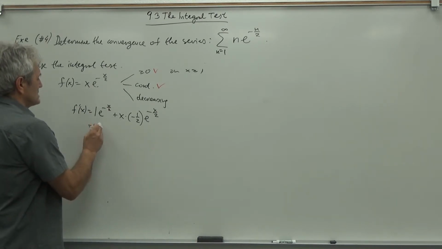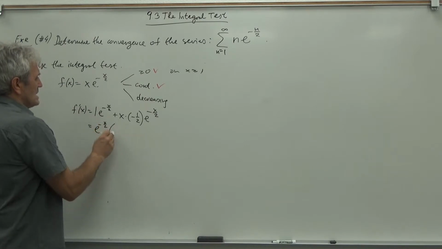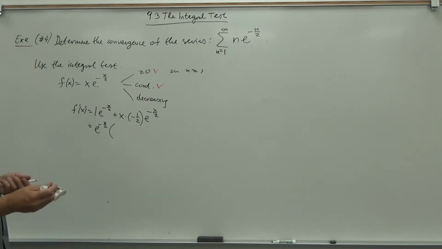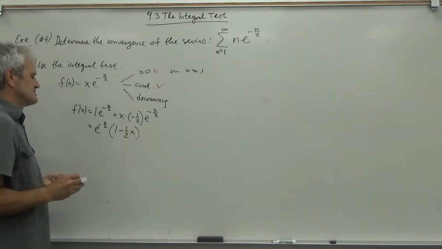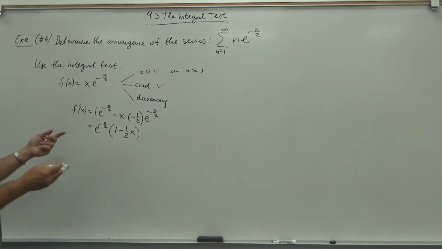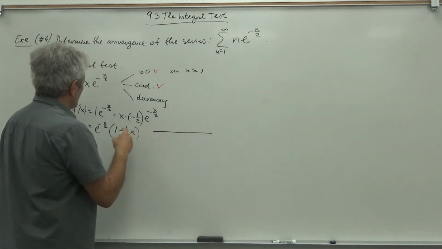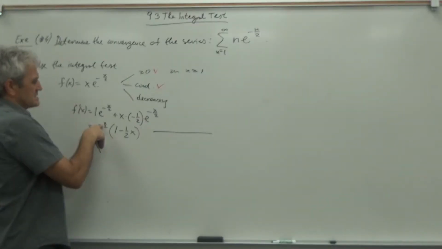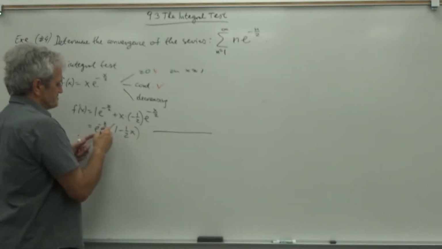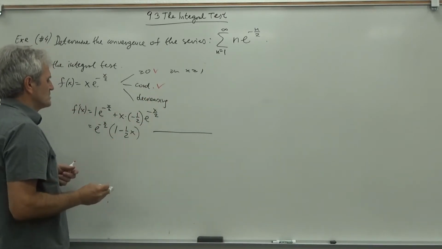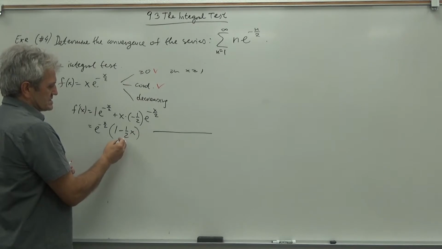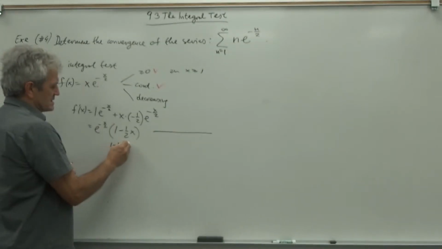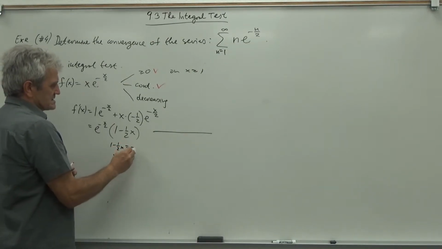All right, what do I do here? I can factor out e to the minus x over 2, and then what do I get? I get 1 minus 1/2 x. And then I analyze whether this is positive or negative. Obviously, e to the minus x over 2 is always positive, so I don't even need to put it on the board. And this expression equals 0 when 1 minus 1/2 x equals 0, so x is 2.